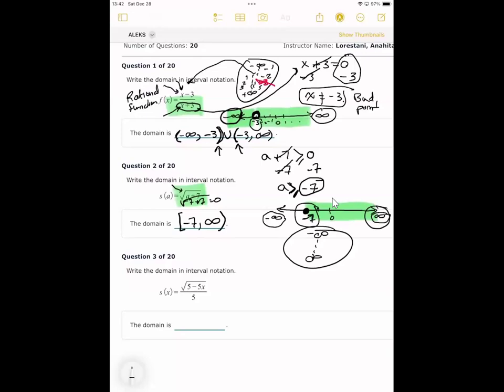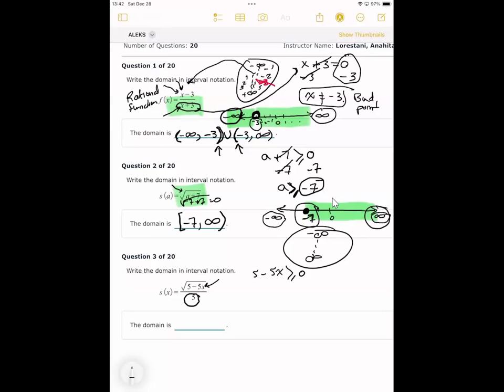For the next problem, we want under the radical to be positive. So I want 5 minus 5x to be greater than or equal to 0. Yes, you do have a denominator here, but the denominator is a constant. So this is not a rational function because you just have a 5 in the denominator. There is no x in the denominator.